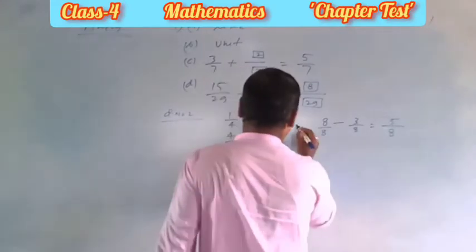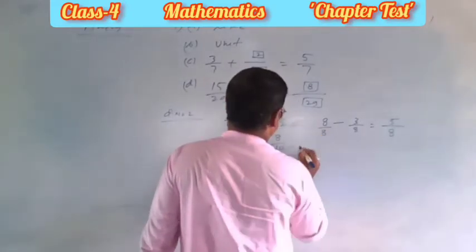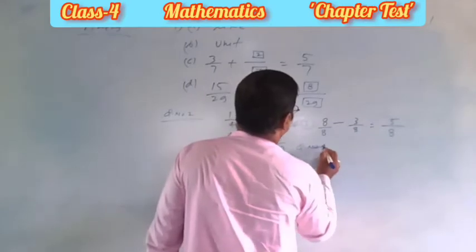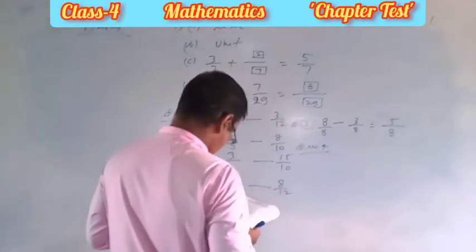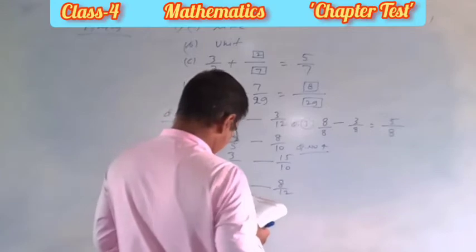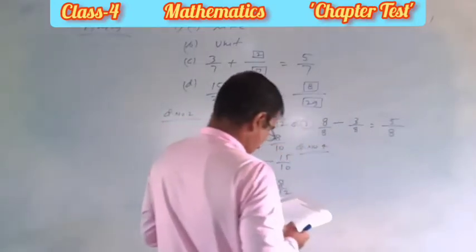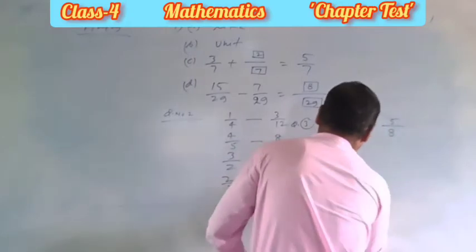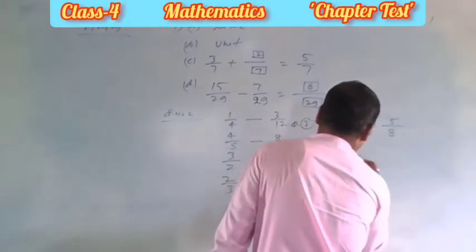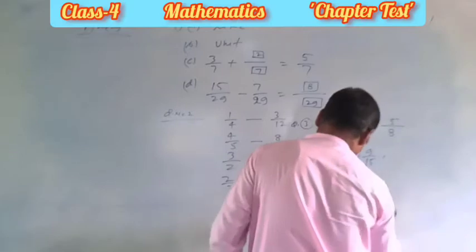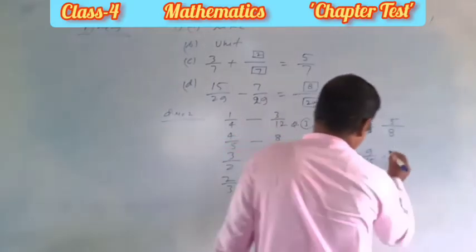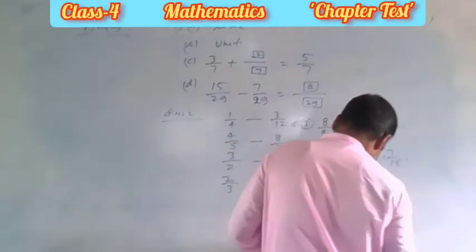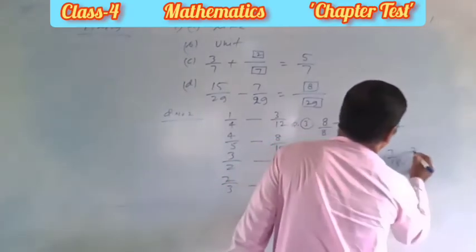Next, question number 4. Arrange in descending order. Descending order means greatest to smallest. So you write 11 by 15, then 9 by 15, then 7 by 15, and last 3 by 15.